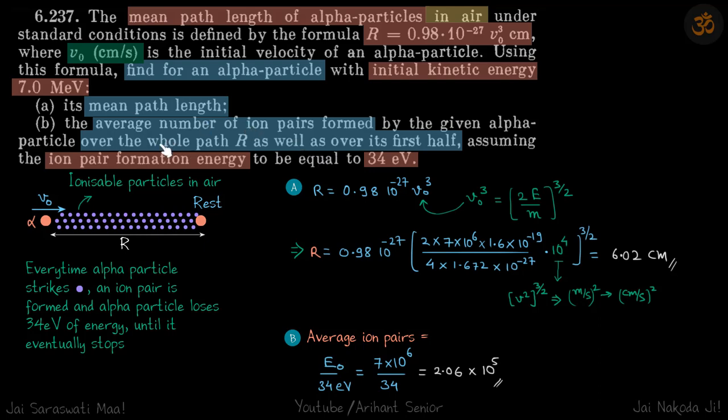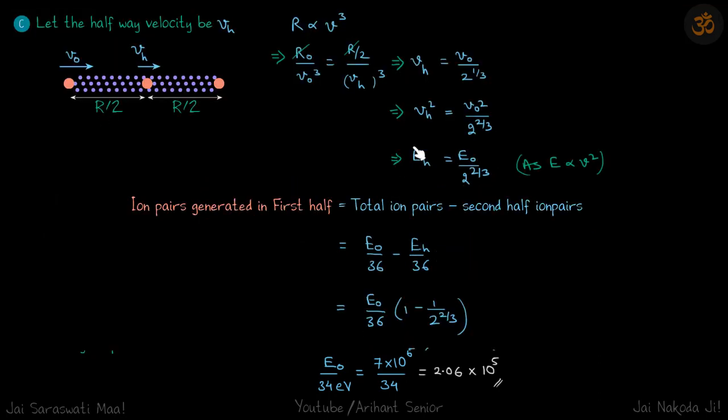Now this is for the whole path. Now over the first half of the path, this is quite interesting. Let's take it up on the next page. So this is the whole mean path R, and the half path will be R by 2 and R by 2. We need to find in the first half how many ions are formed.